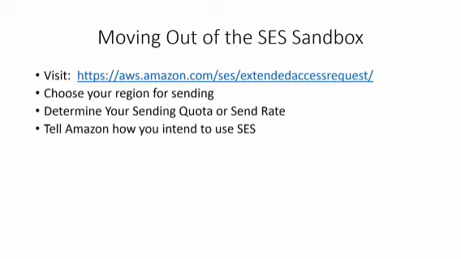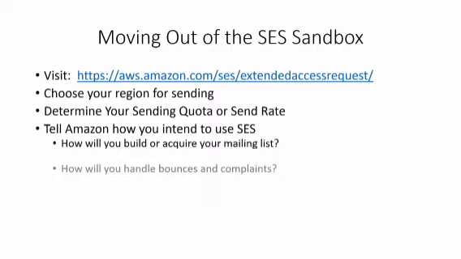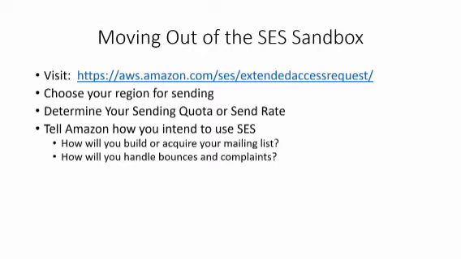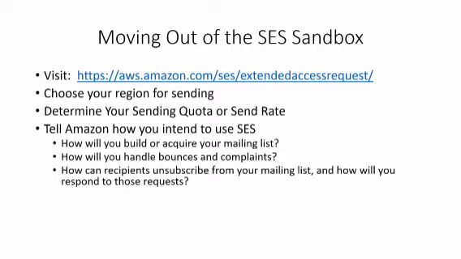The most important part of this process is that you are going to tell Amazon how you intend to use the SES system. You're going to want to tell them how you're going to build and acquire your mailing list. You're going to tell them how you're going to handle any bounces or complaints. You're going to tell them how people are going to be able to unsubscribe from your mailing list and how you're going to respond to those requests.